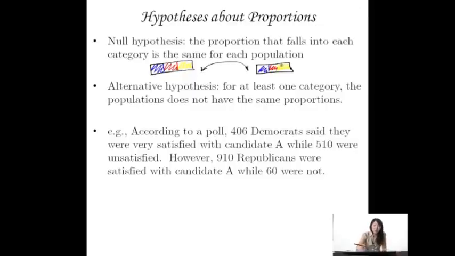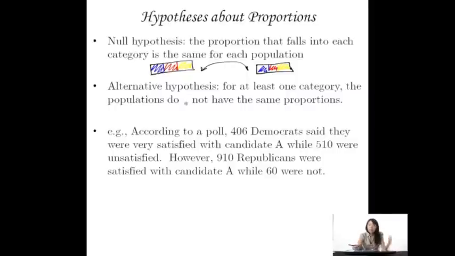It doesn't actually matter what the proportions are. It could be 90-10. It could be 80-10-10. It could be 75-25. Whatever the proportions are, we're saying they're similar for each population. And whatever category is 75% of this population, that category will also be 75% of this population. The alternative hypothesis says this: for at least one category, the populations do not have the same proportions.